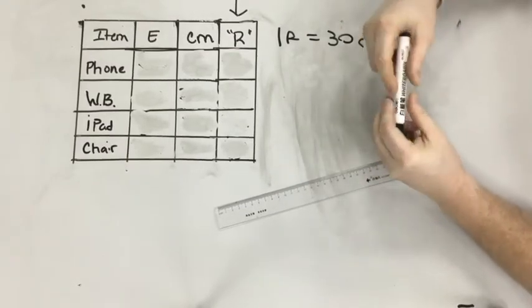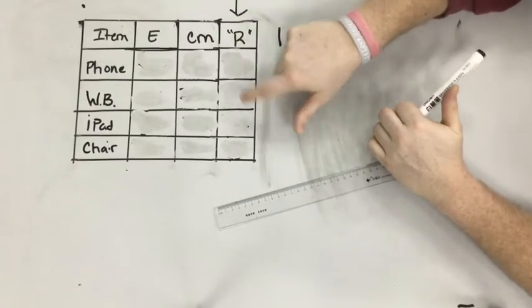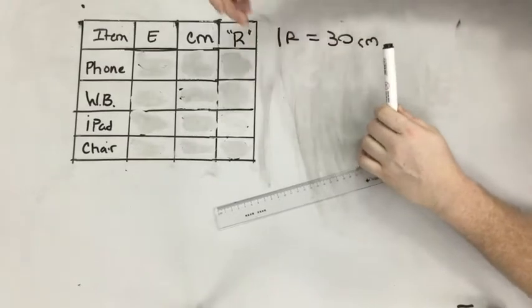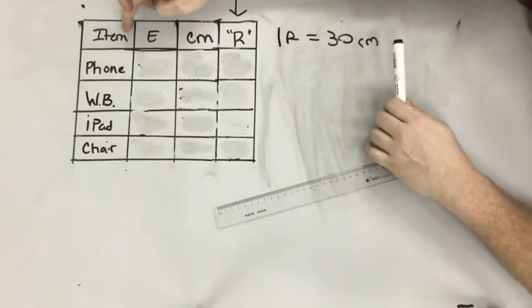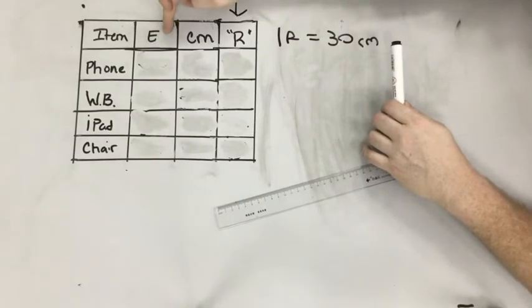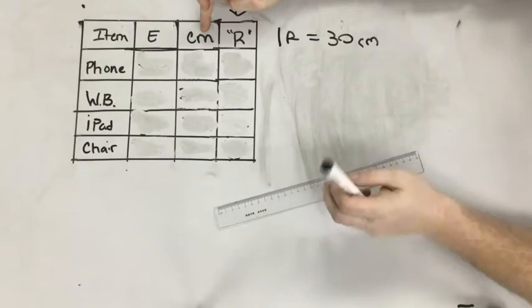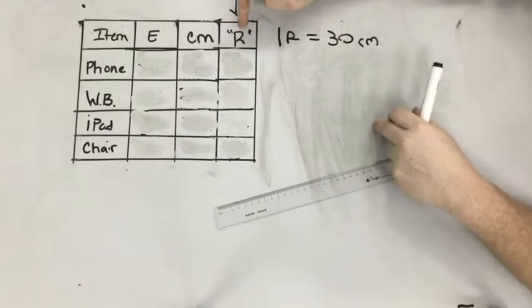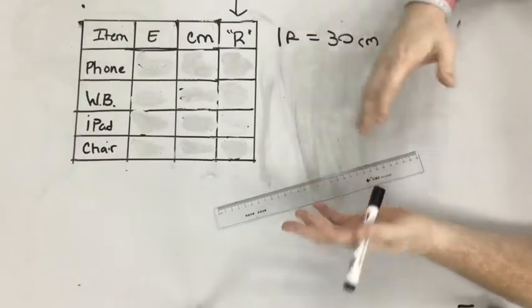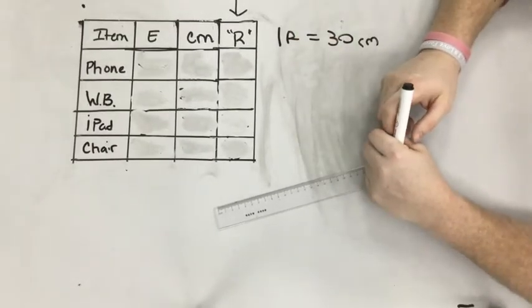So what I wanted you to do is make a table with enough space to measure 10 different things. And on that table, I wanted you to have a couple different columns. Your item column, which is where you label the different items that you measure. Your estimation column. Your measurement in CM. And then I'm going to have you convert it into rulers, or R's. And we're going to use fractions in order to express the length of different objects, okay?